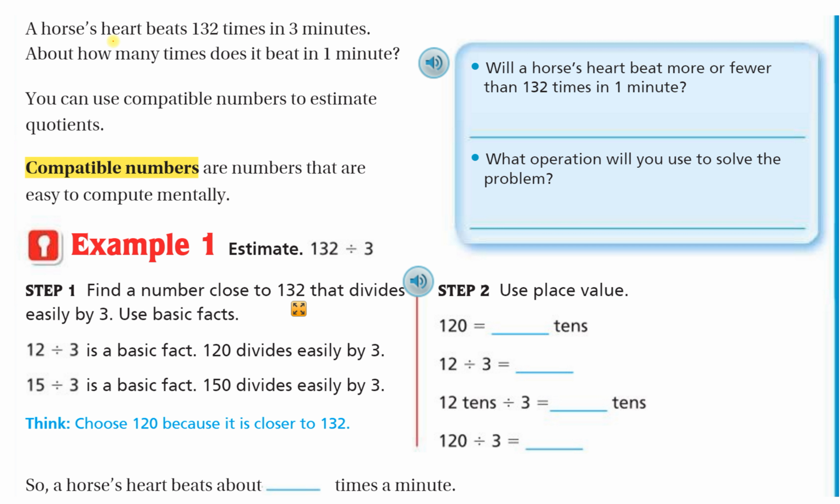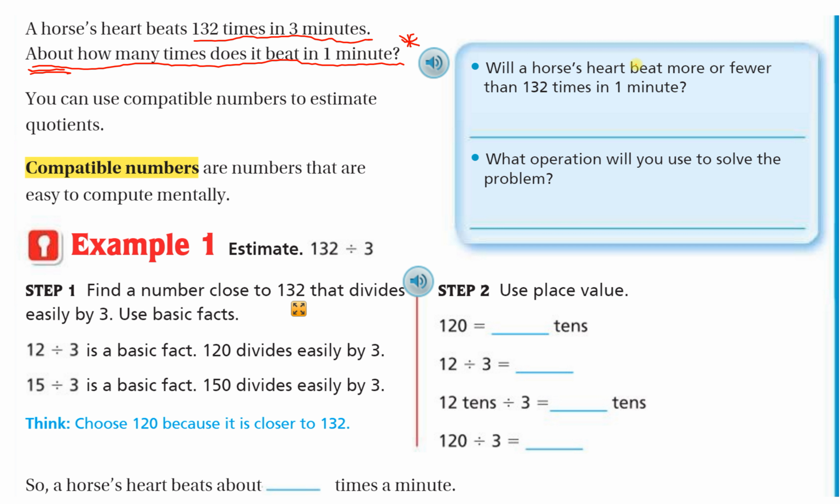Okay, a horse's heart beats 132 times in 3 minutes. And then our question, about how many times does it beat in 1 minute? That's our question, so that's important. We want to make sure we go back and answer our question. And again, it's about. So whenever you see that word about, you know we're going to be dealing with an estimate.